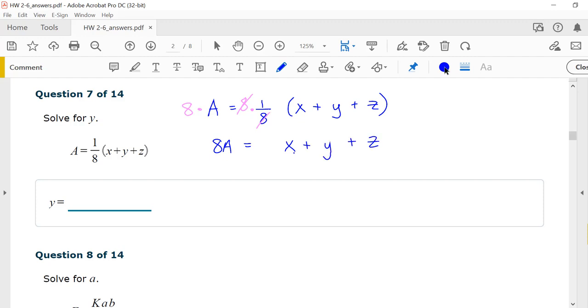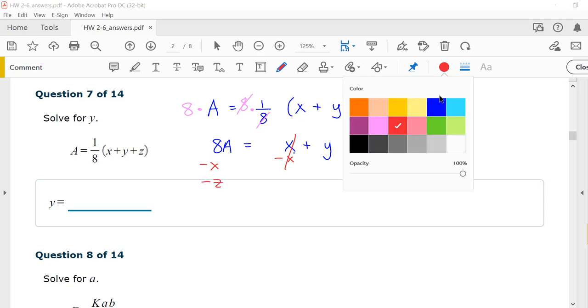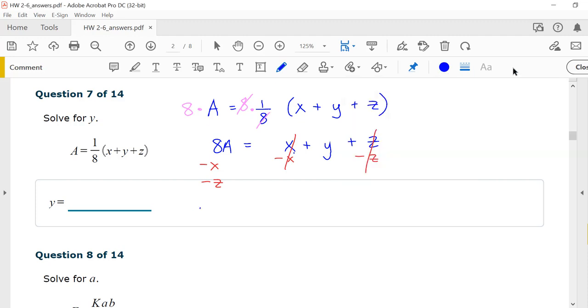Now to get the y by itself, I need to subtract x from both sides. The x's would be gone. And subtract z from both sides. And the z's would be gone. So on the left-hand side, I have 8a minus x minus z. And on the right-hand side of the equal sign, I'm left with just y.